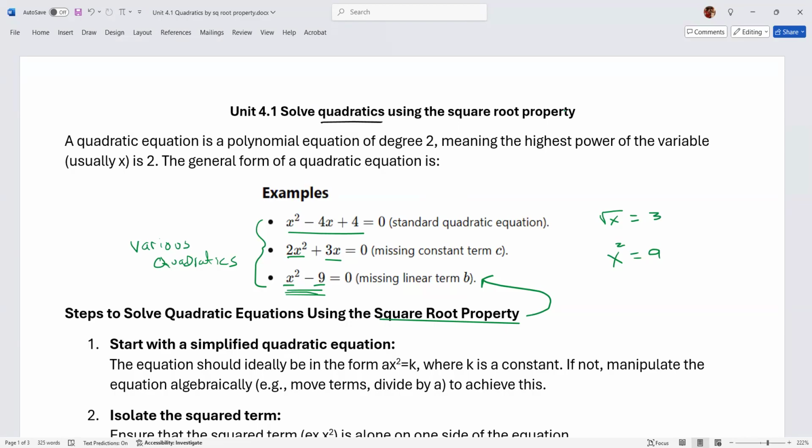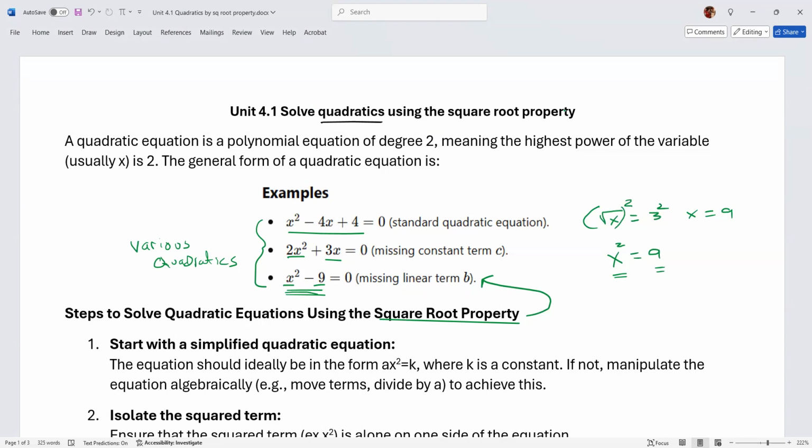In the previous unit, we were solving radical equations. If you remember, we'd isolate the radical, and to get rid of, say, a square root, what did we do? We would square it, of course, on both sides. And what was the result of that? You would end up with x is equal to 9. Well, here with quadratics, using this square root property, we're going to isolate the term that's squared on one side and the number on the other.